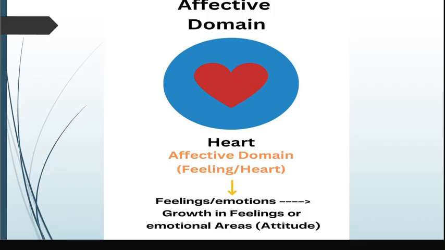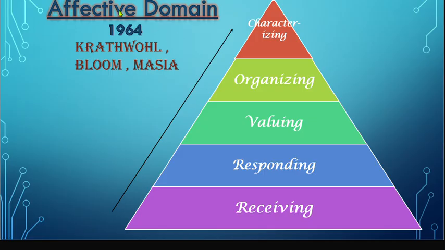So next one is the affective domain. The affective domain depends on our heart. Heart is related to the affective domain: feelings, growing of emotions. The affective domain was started in 1968 by Krathwohl, Bloom, and Masia. According to this, first we receive, then responding, valuing, organizing, and characterizing.